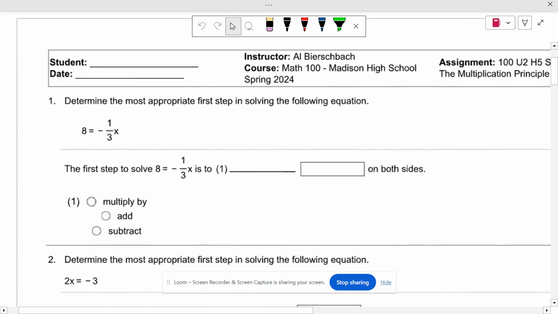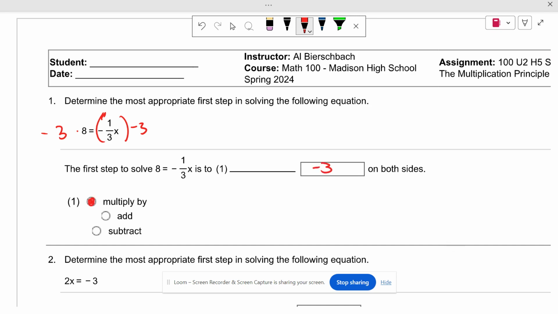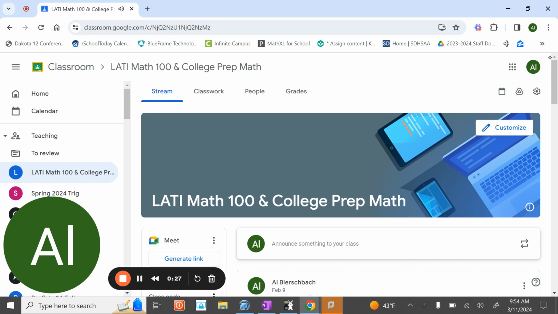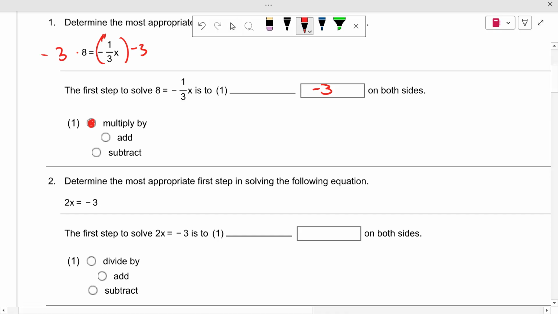All right. So the first assignment will be multiplying and dividing to solve equations. Wherever the x is, if you have a fraction next to it, you multiply it by the reciprocal of the fraction. What's the reciprocal of negative 1/3? Negative 3/1. So you're going to multiply each side by negative 3. You don't even have to solve that one. You just have to say what we're multiplying by.